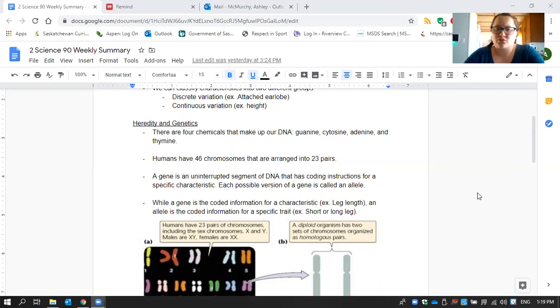Humans have 46 chromosomes for a total of 23 pairs. Each of those chromosomes will have a bunch of different genetic code in there. They'll have different genes that tell the body, as the cells are growing, the instructions for how you look and some of the different features that you have about yourself. So a gene is an uninterrupted segment of DNA that has coding instructions for a specific characteristic. And each possible version of a gene is called an allele.